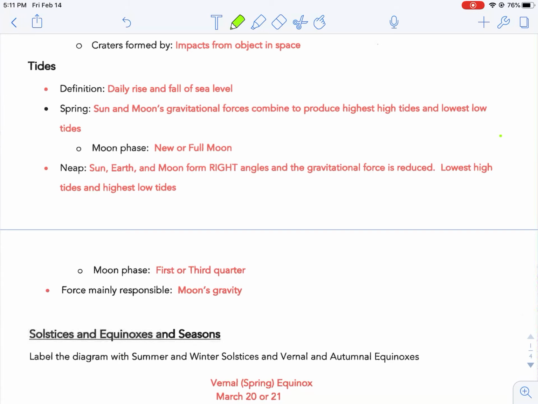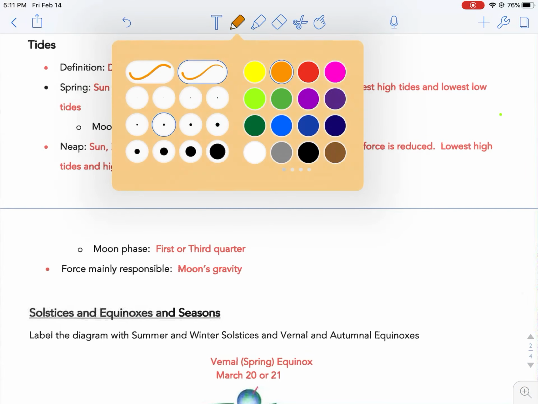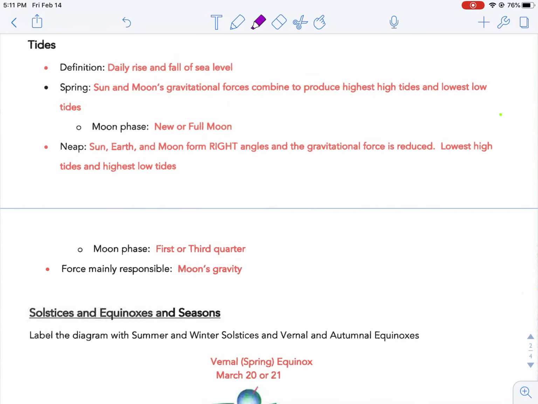It's mainly the moon's gravity that is responsible for the tides. But we have a couple of times during the month where the sun helps to either accentuate and make that tide larger, or diminish it. One of them is the spring tide. Let's make this color. Okay, so this is one.